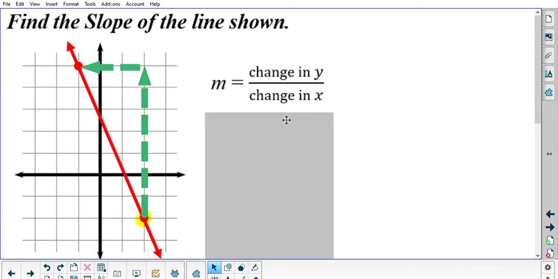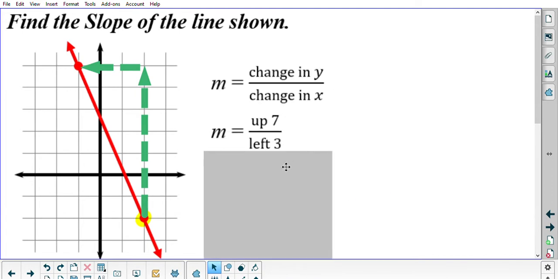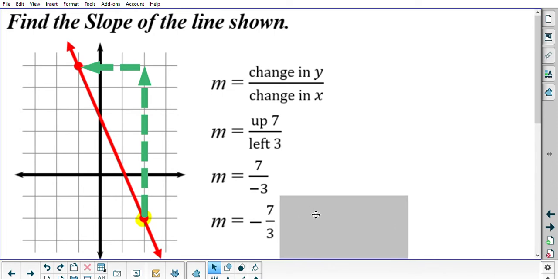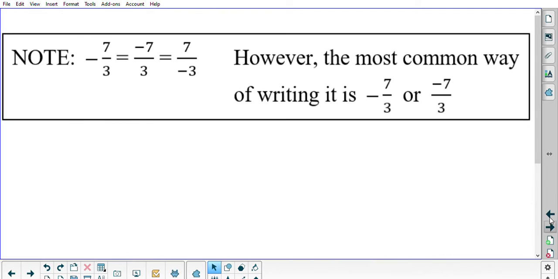So change in y over change in x, that's the definition of slope. I'm going up 7, left 3, so that would be a positive 7, and a negative 3, because going left 3 is negative 3. Now, remember how the fraction bar technically means division. A positive divided by a negative should equal a negative. And so this will also equal negative 7/3. This is a good time to now mention that a negative fraction, negative 7/3, is equal to negative 7 over positive 3, but it's also equal to positive 7 over negative 3. They all mean the same thing.